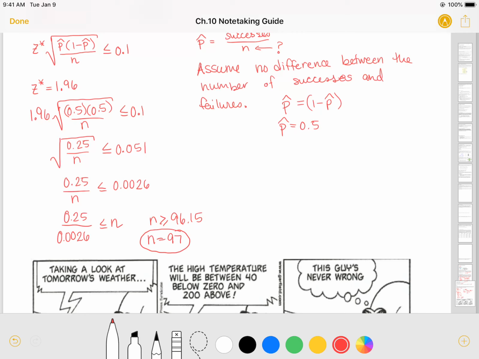Let's make a quick conclusion here. It means that we must sample at least 97 students to ensure that our margin of error is going to be within 0.1.